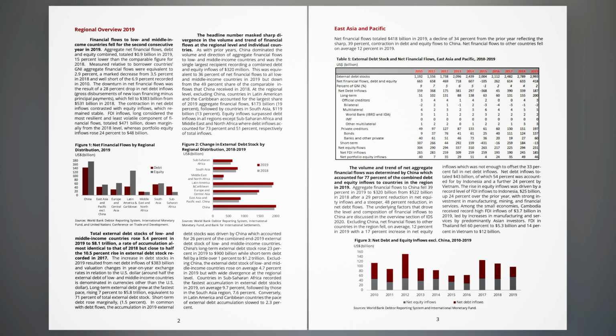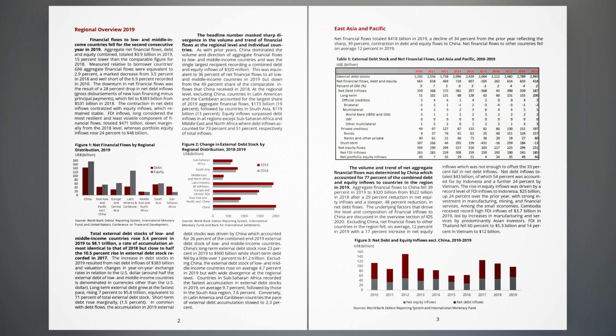Figure 1. Net financial flows by regional distribution, 2019. Total external debt stocks of low and middle income countries rose 5.4% in 2019 to $8.1 trillion, a rate of accumulation almost identical to that of 2018 but close to half the 10.5% rise in external debt stock recorded in 2017. The increase in debt stocks in 2019 resulted from net debt inflows of $383 billion and valuation changes in year-on-year exchange rates in relation to the US dollar.